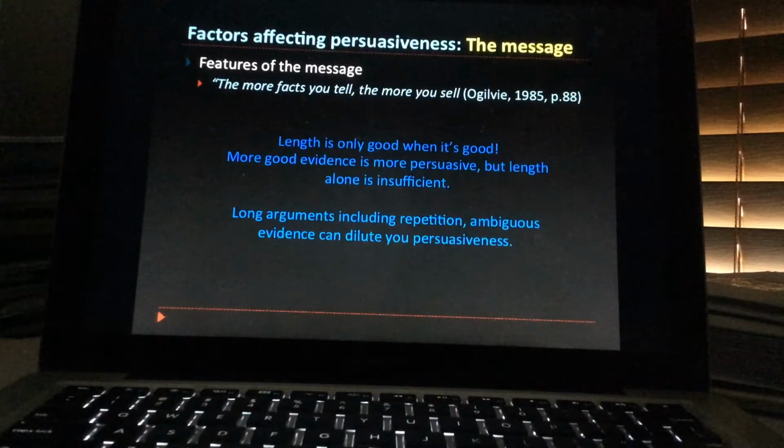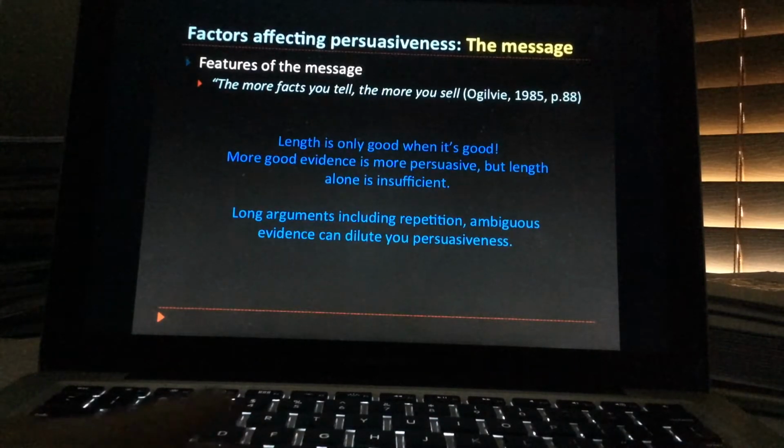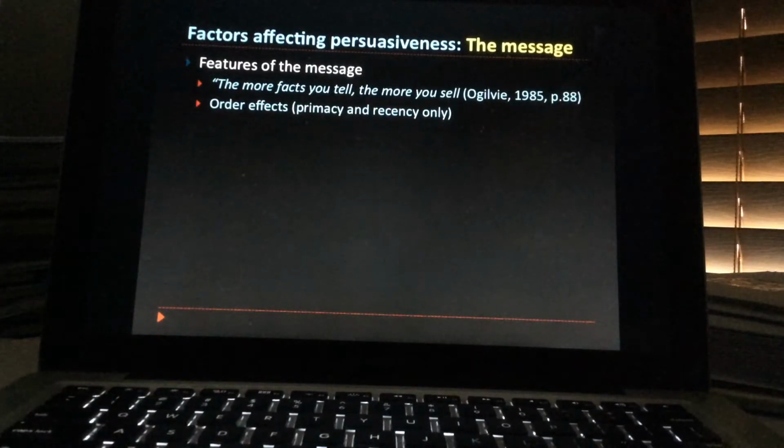And this is perhaps true, but length of the message only increases the persuasiveness when it's good, right? So the more good evidence is in a long message, the more persuasive it is, but length alone isn't sufficient. You can't just be spinning out the same facts over and over again, or using mediocre or poor evidence. You need to have good evidence, right? So I've got this note here: long arguments that include repetition, ambiguous evidence, or a lack of evidence, if it's just anecdotal, actually dilute the persuasiveness. So the length of a message can actually make you worse off.